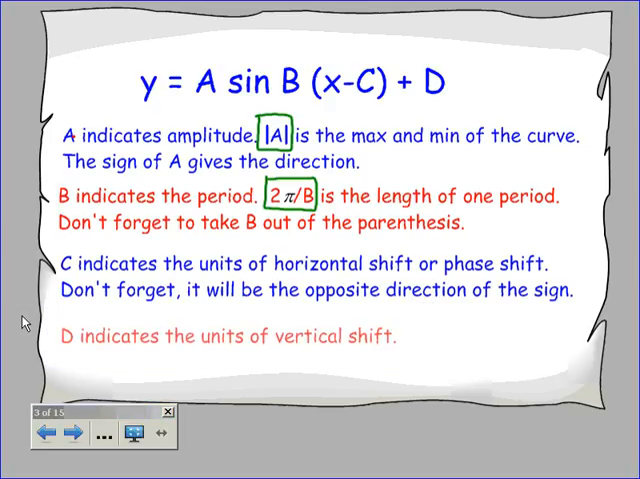And our D. The D indicates the units of vertical shift, up or down, depending on the sign. That plus D, if it said plus 3, would mean it moves up 3 units. Minus 3 means down. So you know that the sign of that is true, but the one in the parentheses is the opposite. Okay. I'm going to assume you've got these indicators, A, B, C, and D, and we're going to take them one at a time and then a big combination at the end. So here we go.